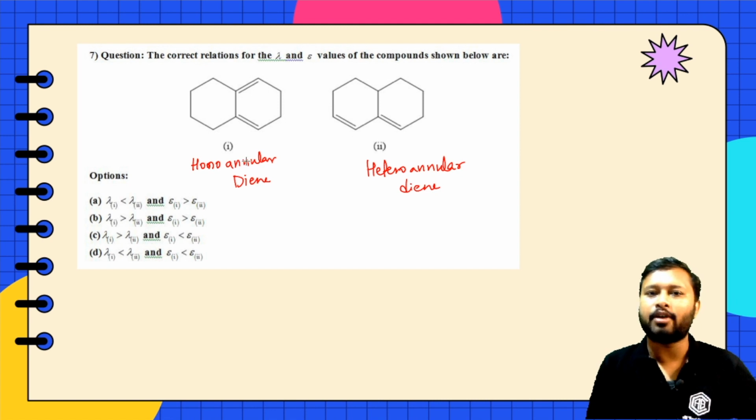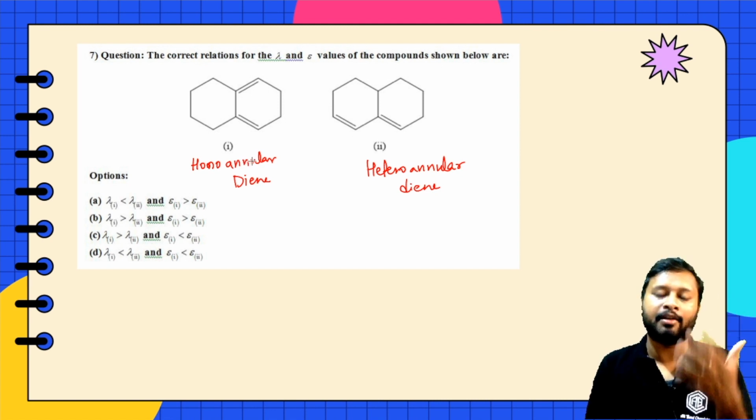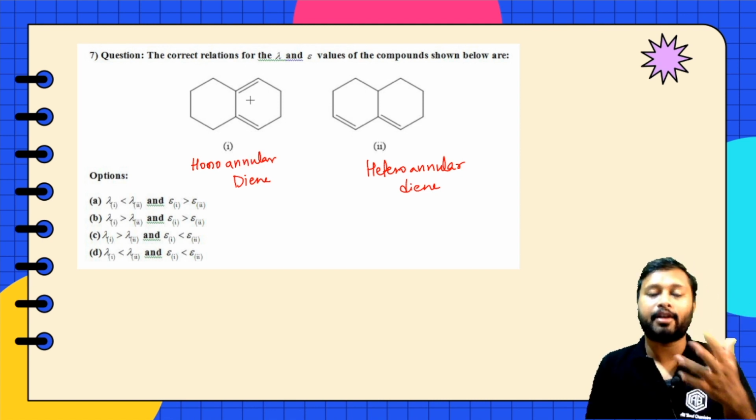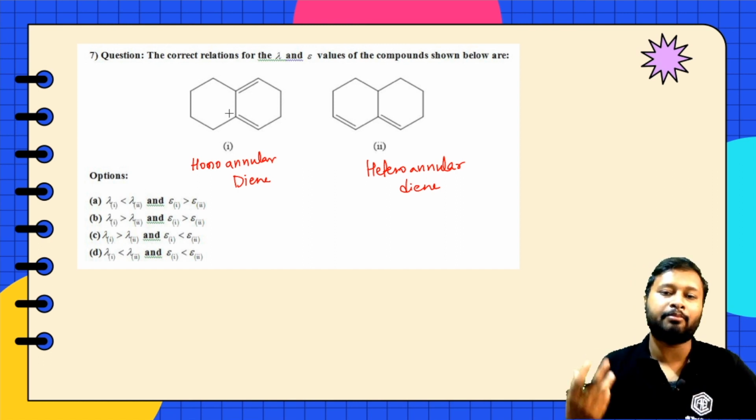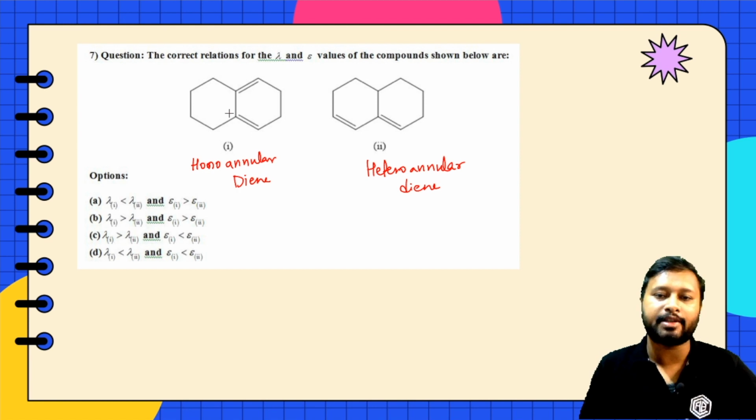You don't have to actually remember these things, but in case you want to, the base value for homoannular diene is 256, and for heteroannular diene it is 217. So that's the basic difference between both of them. In that case, you will find that homoannular diene will give you more lambda max. So lambda max of the first will be greater than lambda max of the second. This is quite clear.